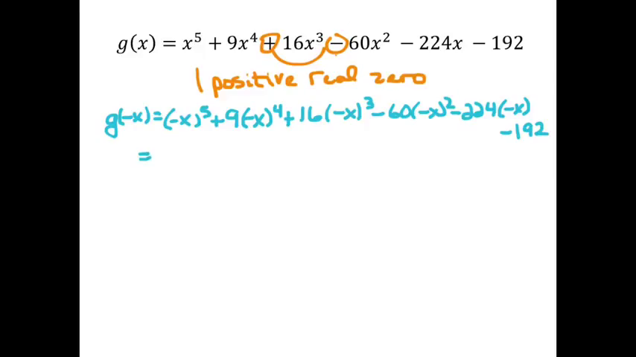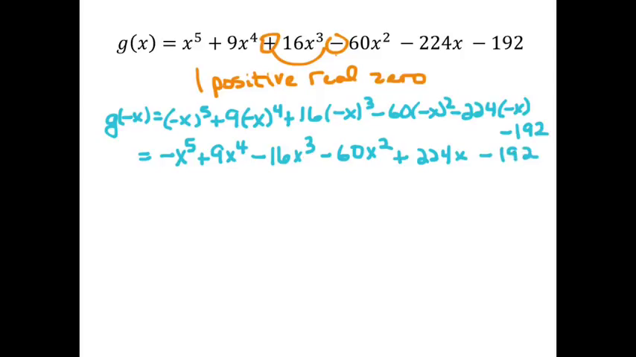If I raise negative x to the fifth power, it's going to stay negative, so negative x to the fifth. Negative x to the fourth turns into a positive, so I still have plus 9x to the fourth. Negative x cubed stays negative, and so the plus 16 is going to turn into minus 16x cubed. Negative x squared is positive, so this is going to stay minus 60x squared. Negative 224 times negative x becomes plus 224x, and then finally minus 192.